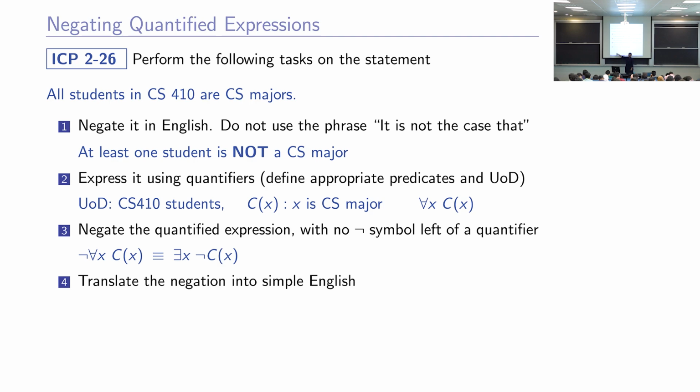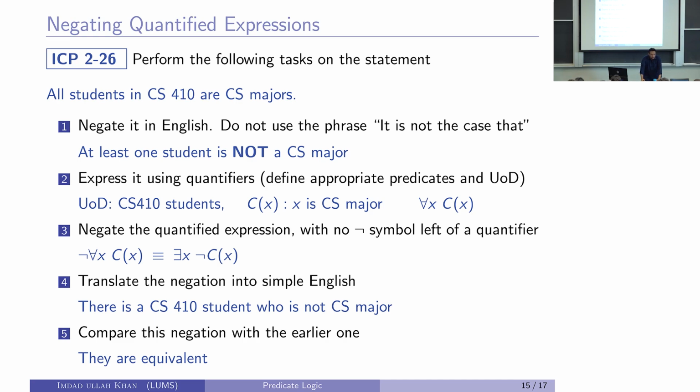CS major, right? Now, if you look at this and our plain English to English negation, does it make sense? Are they the same, right? There is a student, at least one student in CS410, who is not a CS major. If you compare, they are actually equivalent. That's how you do translation initially.